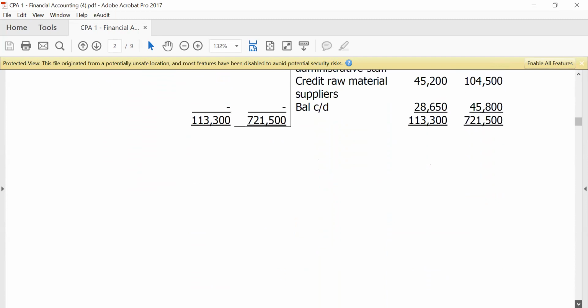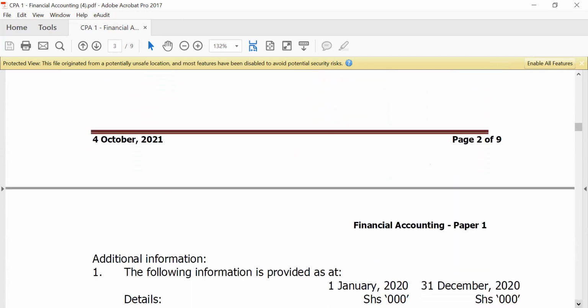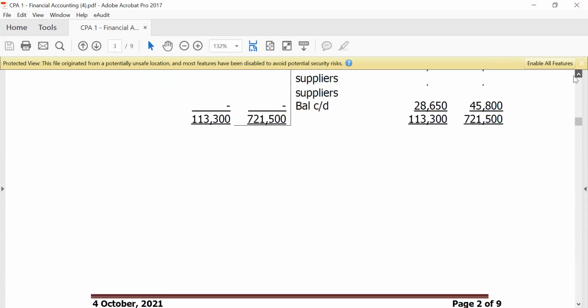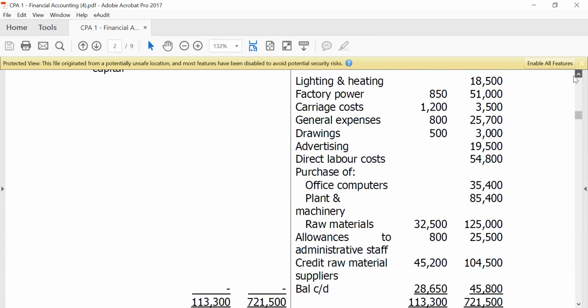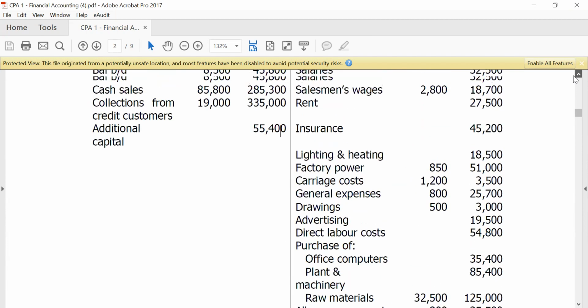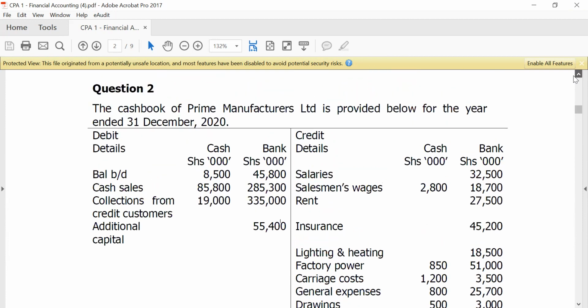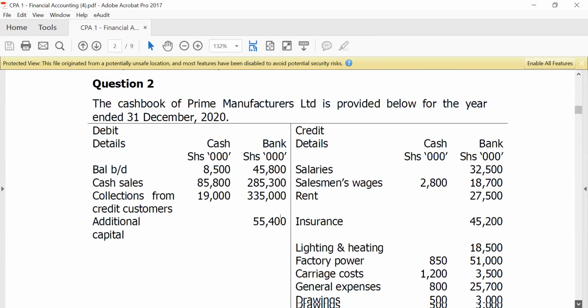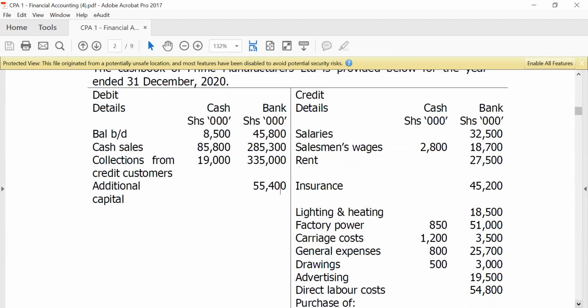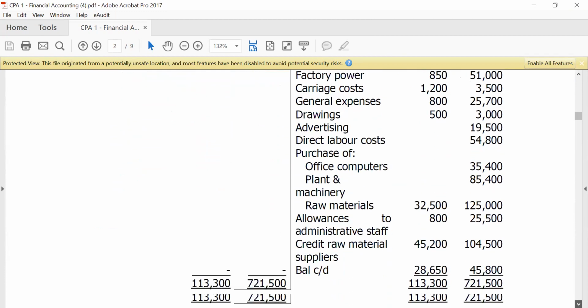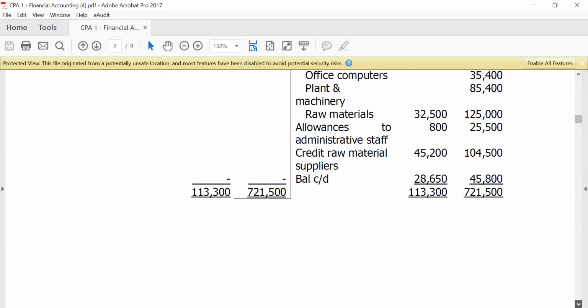Then from there, we get down to what we call additional information. With most questions that you come across, you'll see the examiner providing you with a trial balance. But in this question, the examiner intentionally provided a cash book instead of a trial balance. That does not change in any way how you derive the end result they are looking for. As long as you know what a cash book is and what a trial balance is, you can distinguish the two.